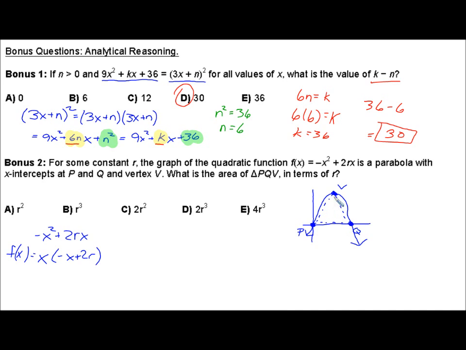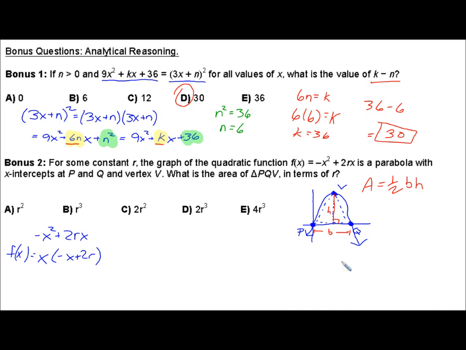So for the area of a triangle, we need to know the height. So I need to know this value. Let me make that red. I need to know that length. That's going to be my height. And it's perpendicular. I also need to know from here to here, that's my base. And then I can find the area of that triangle. Area of a triangle is given by 1/2 base times height.